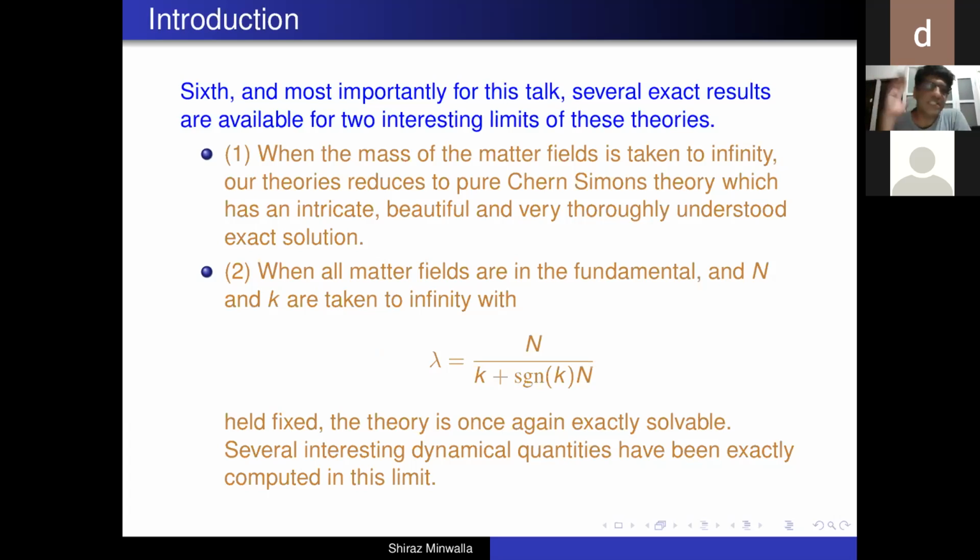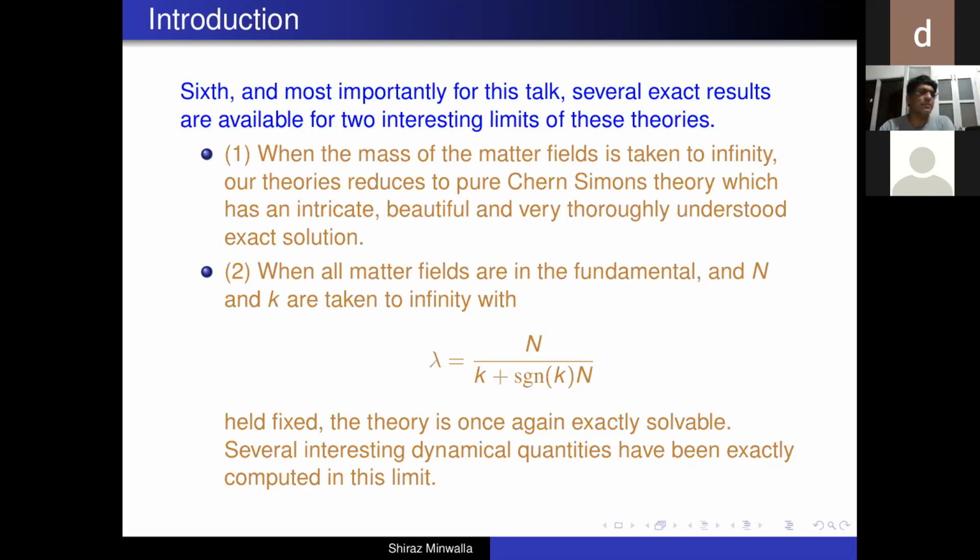The first limit is an old one. Suppose you take a Chern-Simons matter theory and you take the matter mass to infinity. Then what you're left with is pure Chern-Simons theory. And pure Chern-Simons theory, as we all know, was exactly solved by Witten about 30 years ago. The solution is beautiful, intricate, and carries a lot of very interesting physics and mathematics. So that's one exactly solvable limit of these Chern-Simons matter theories.